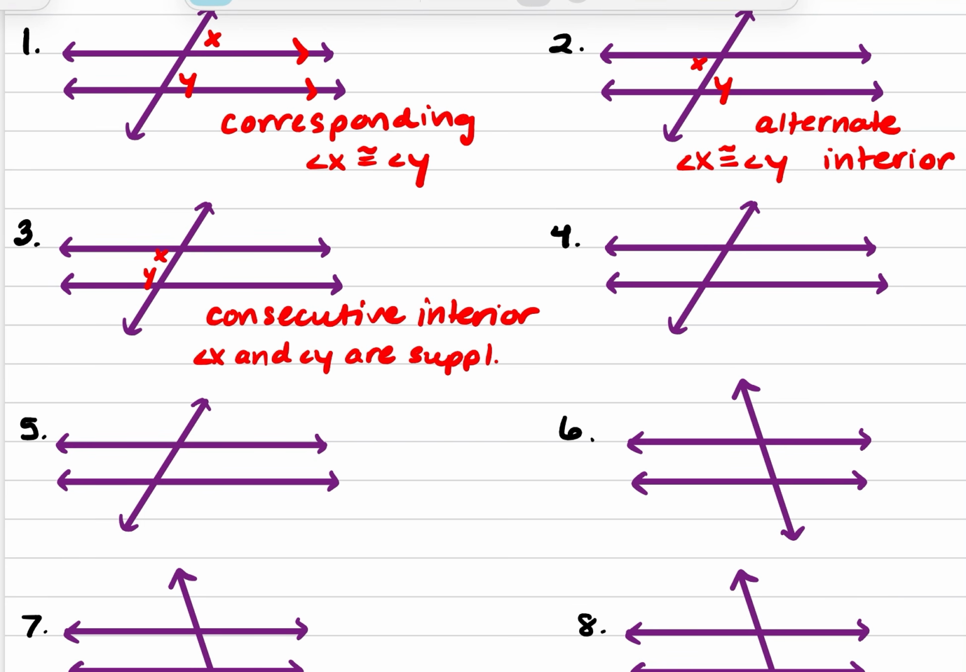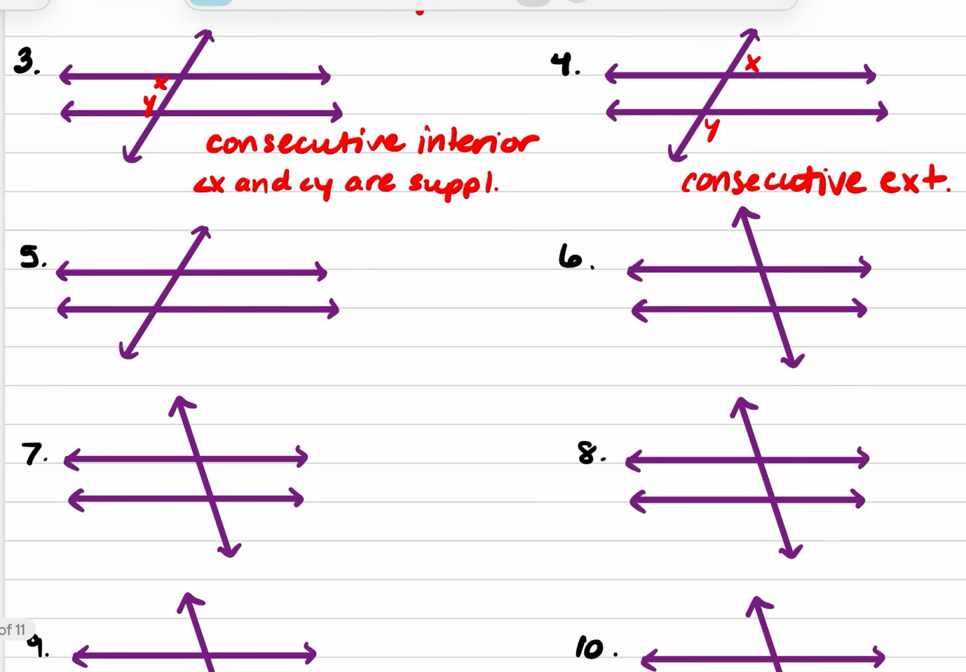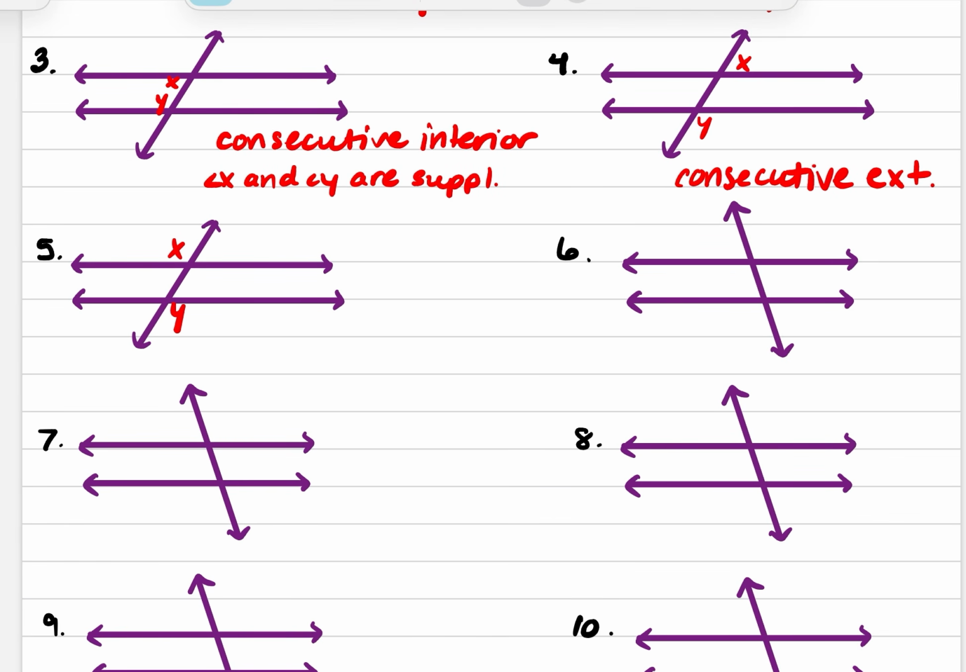Number 4, we can also have consecutive exterior. They're on the outside of those two lines, and they are on the same side. Those would also be supplementary. And same, we'll do another exterior. Here I have x and y. Those are alternating. They're alternate exterior. These will also be congruent.